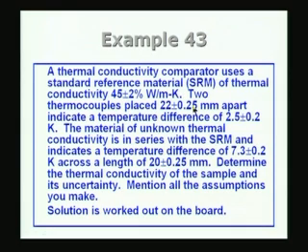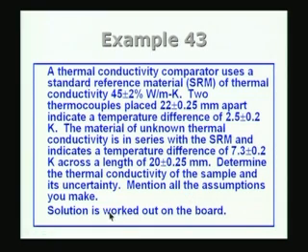So, two thermocouples placed at 22 plus or minus 0.25, this plus or minus 0.25 is the uncertainty in the location of the thermocouple, indicate a temperature difference of 2.5 plus or minus 0.2. Again, this is the uncertainty in the temperature difference which is measured. The material of unknown thermal conductivity is in series with the SRM as indicated in the comparator, and indicates a temperature difference of 7.3 plus or minus 0.2 Kelvin across the length of 20 plus or minus 0.25 millimeters. So, 22 and 20.